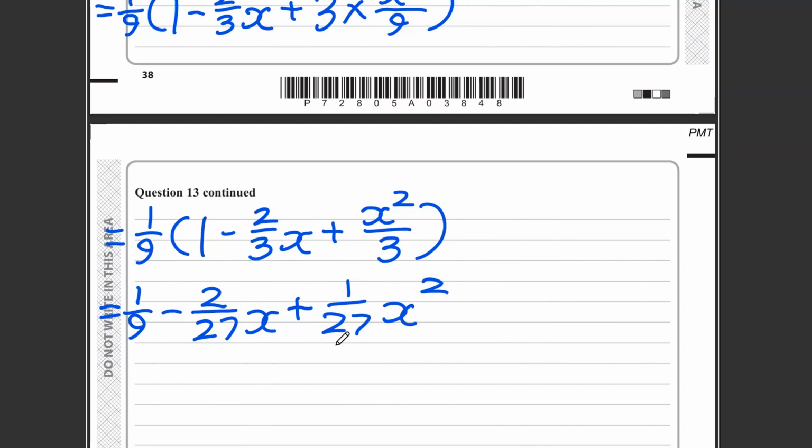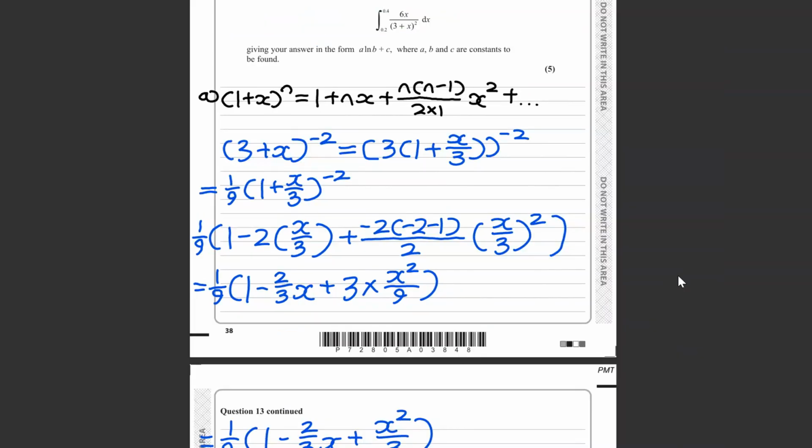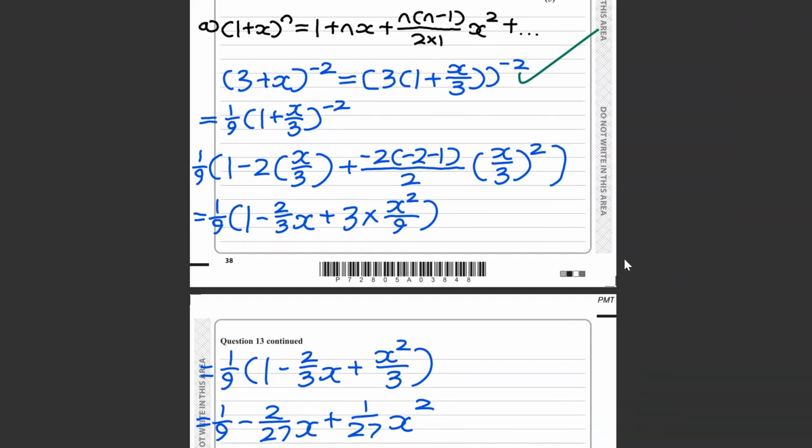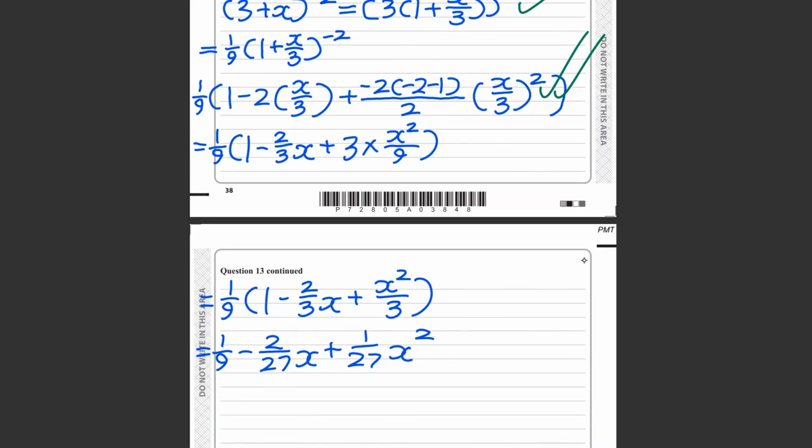This is the first 3 terms of this expansion. This question is worth 4 marks. You get 1 mark for factorising the 3 out like this. You get 2 marks for this line here using the expansion, and you get 1 mark for the final answer.